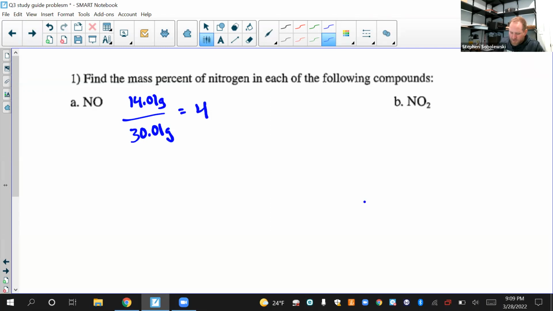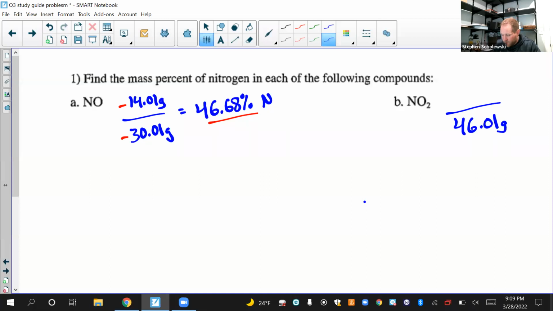That gives us 46.68% N. And I'm being consistent with myself for sig figs. I have 4 sig figs here, 4 sig figs here, so I'm going to give myself 4 sig figs there. All right, for the next one, NO2, the molar mass is 14.01 plus 2 times 16, which is 32.00, so the molar mass is 46.01 grams. There's still one N, so 14.01 grams divided by that times 100 gives us 30.45% N.